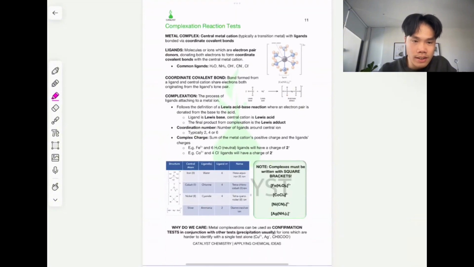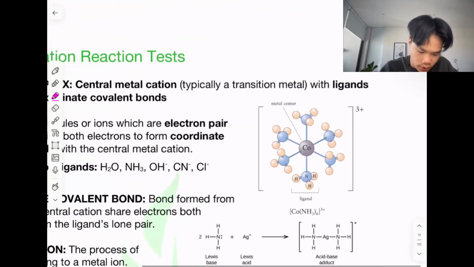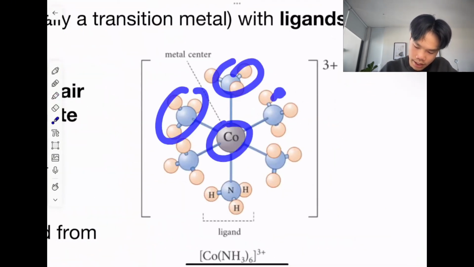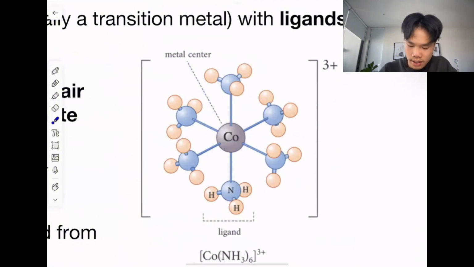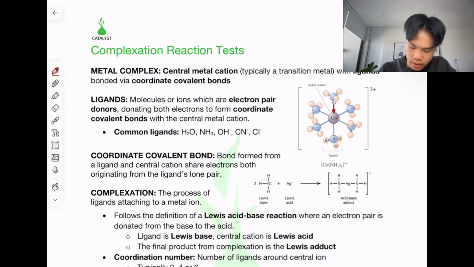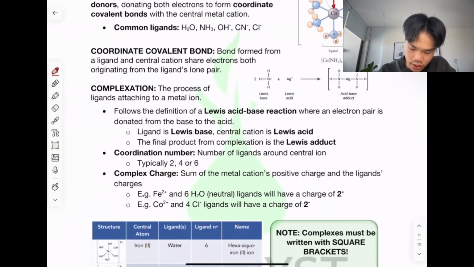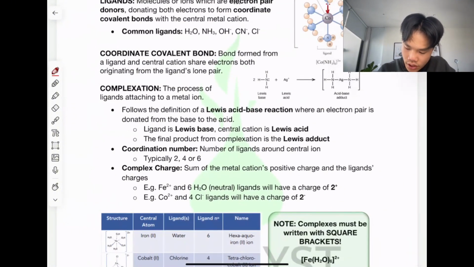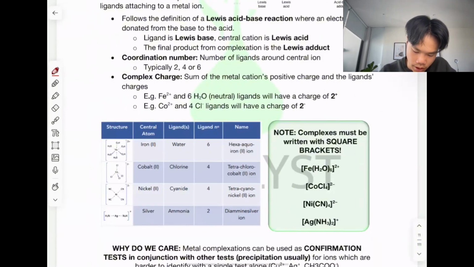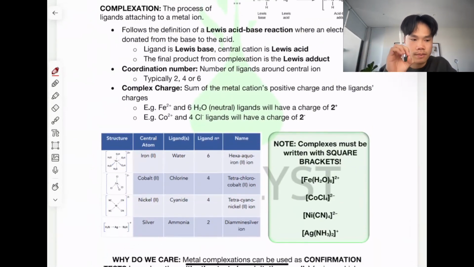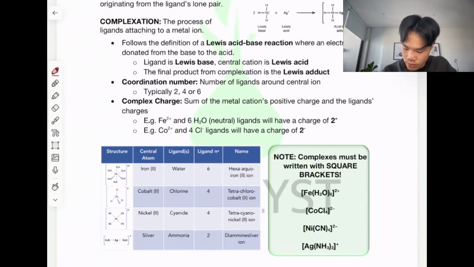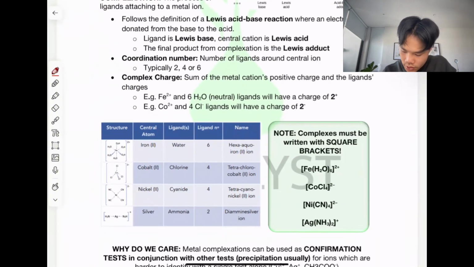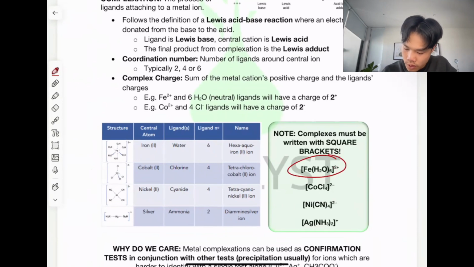Complexation reaction tests. A complex consists of a central metal cation with ligands, which are molecules or ions around it, and they are bonded by a coordinate covalent bond, which consists of the ligand's electron pair being shared, or donated rather, to the central metal cation. The overall complex potentially has a charge, and you can find the charge by summing up the charges of all the ligands with the central cation's charge itself. You represent complexes within square brackets, and the charge lies in the top right corner.